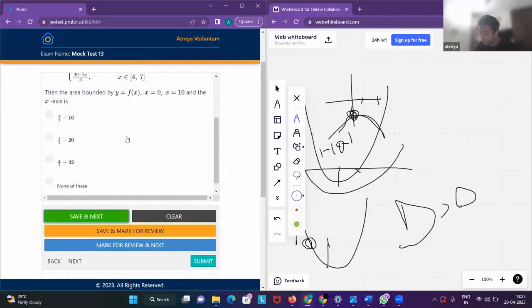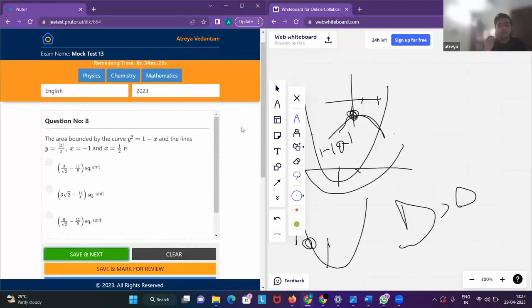So if we get 40 by 3 into 3 minus 4 by 3 into x squared by 2, so 7 squared minus 4 squared the whole by 2. That's 2 by 3. 7 squared minus 4 squared is 11 into 3. 3 gets cancelled, 22. 40 minus 22 happens to be 18. 18 plus 14 happens to be 32. So the answer is C.